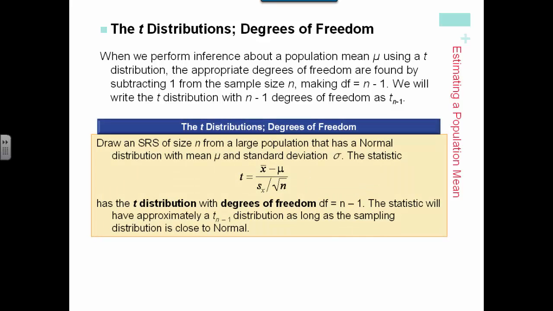Draw a simple random sample of size n from a large population that has a normal distribution with mean mu and standard deviation sigma. The statistic t equals x bar minus mu over s of x over square root of n has the t distribution with degrees of freedom equal to n minus 1. The statistic will have approximately a t n minus 1 distribution as long as the sampling distribution is close to normal.